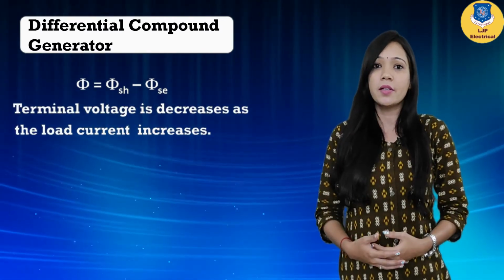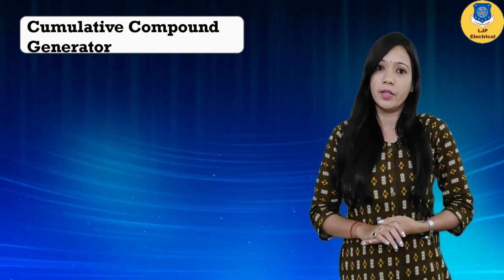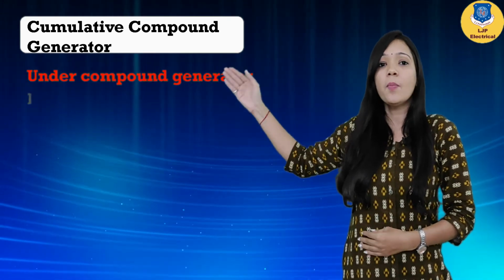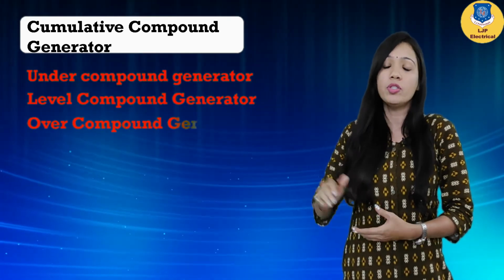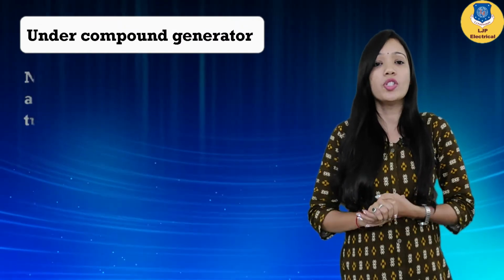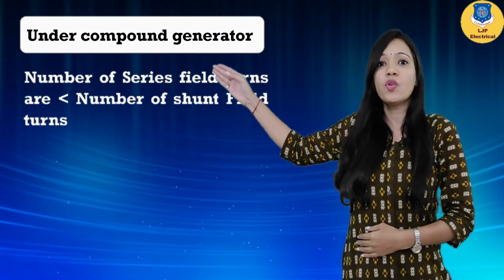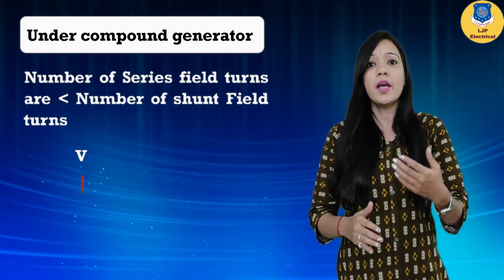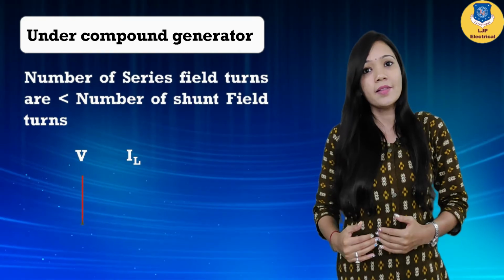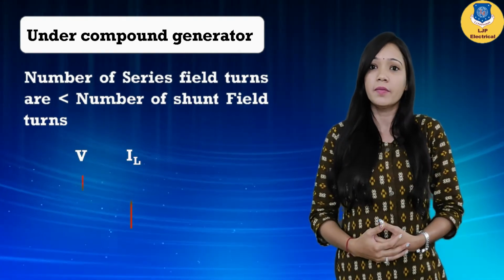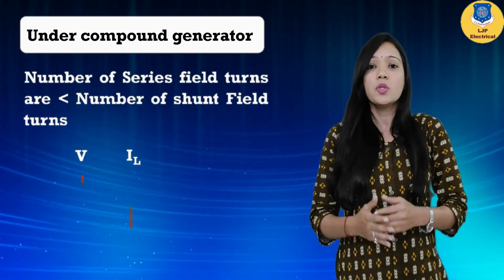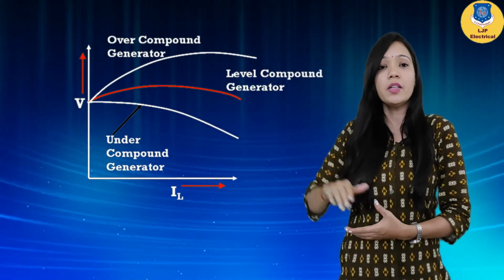The next is the cumulative compound generator. There are three types: under compound generator, level compound generator and over compound generator. In the under compound generator, the number of series field turns is less than the number of shunt field turns. So, the net flux decreases as the load current increases, and you can see from the characteristic that we get a dropping characteristic.